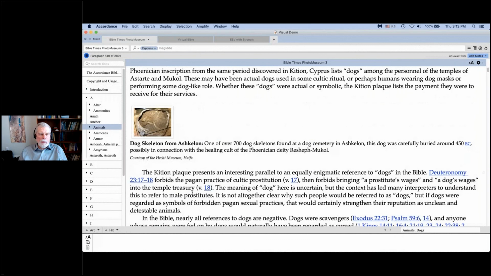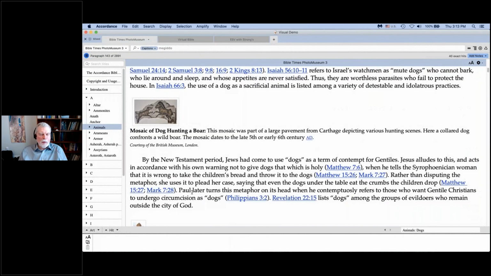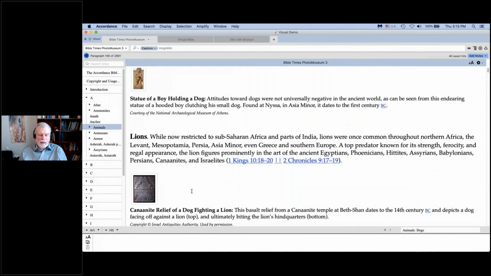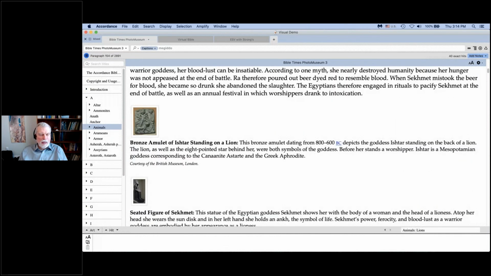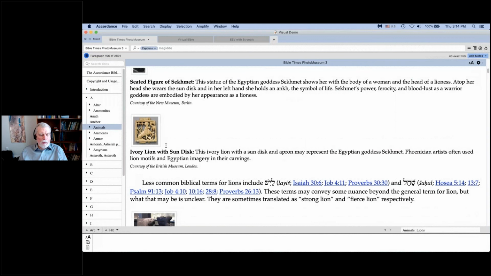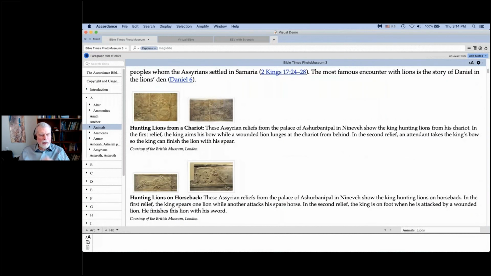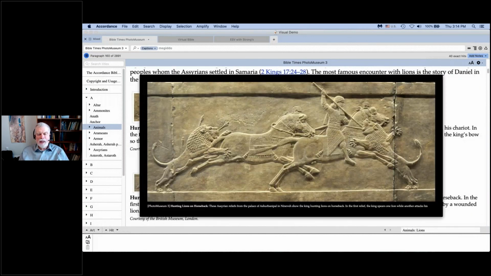So my point is, you don't have to see all the animals. We'll stop with dogs. There's lions, lots of lion pictures. In fact, I haven't gotten down to the good ones. The Assyrian lion hunt like this, these are just tremendous pictures. You're showing the capturing of lions.